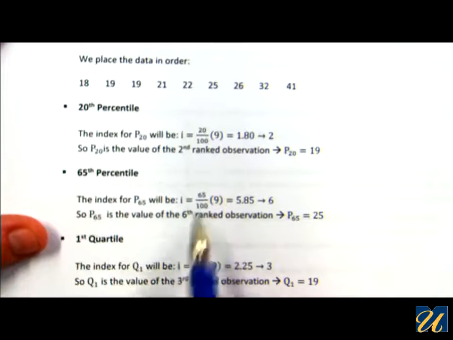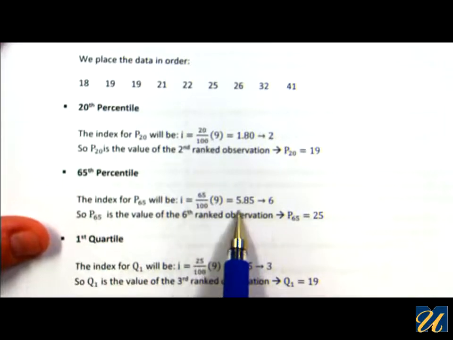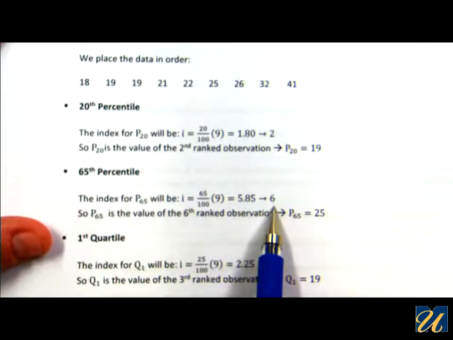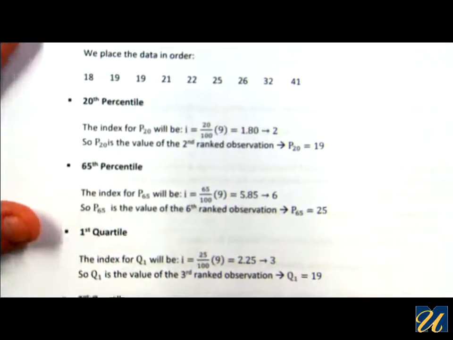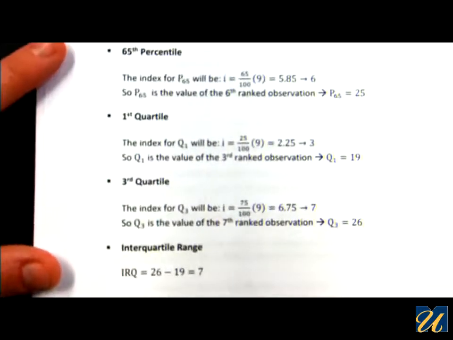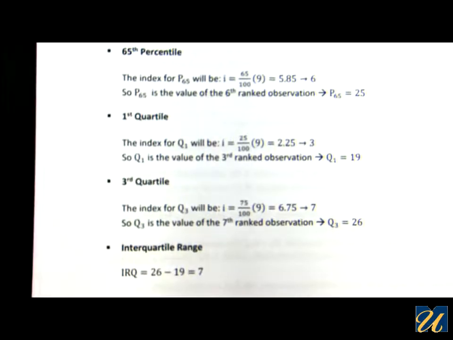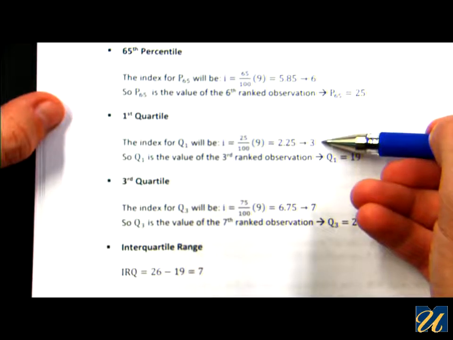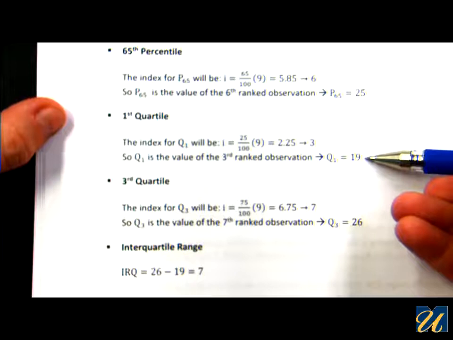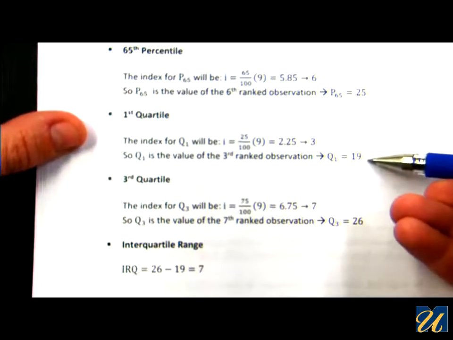65th percentile. i is equal to 65 over 100 times 9. This is equal to 5.85. It rounds up to 6. We take the value in the 6th ranked observation, which in this case is 25. Q1 is P25. 25 over 100 times 9, 2.25. We round up to 3, and we take the 3rd ranked observation, which once again is 19. So Q1 is equal to 19.